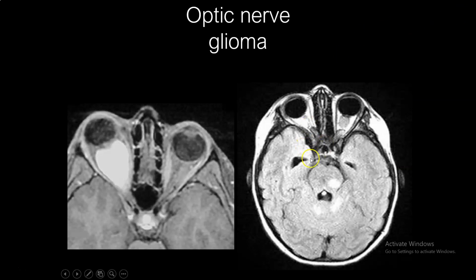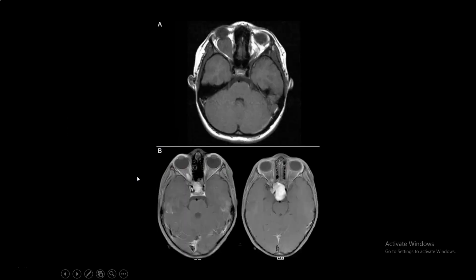Optic nerve glioma, you should cut at the optic chiasm. The tumor should be cut at the optic chiasm, here, not to extend. Sometimes you find that there is involvement of the optic nerve together with the chiasm.